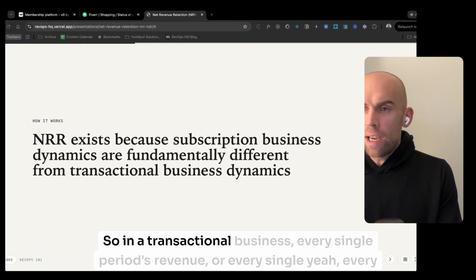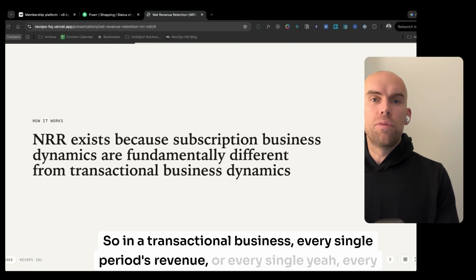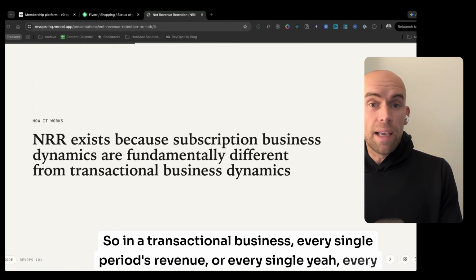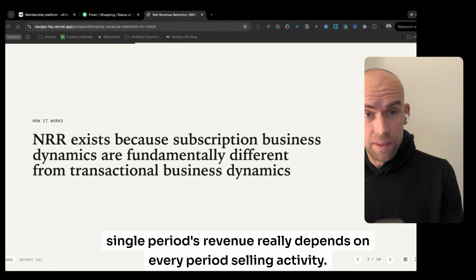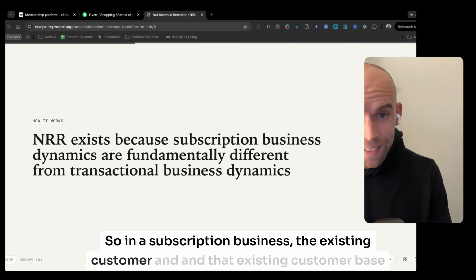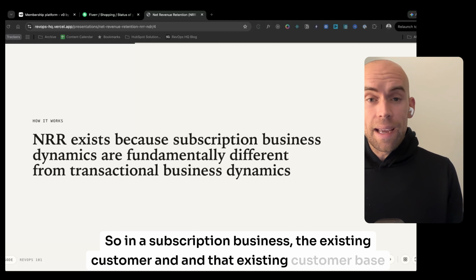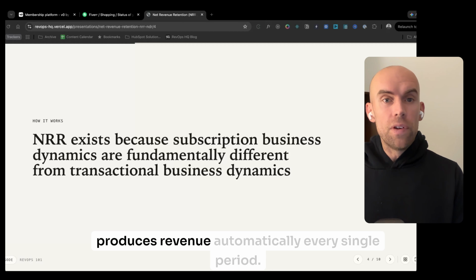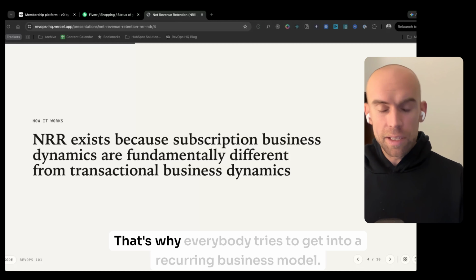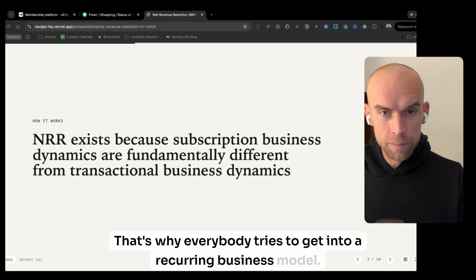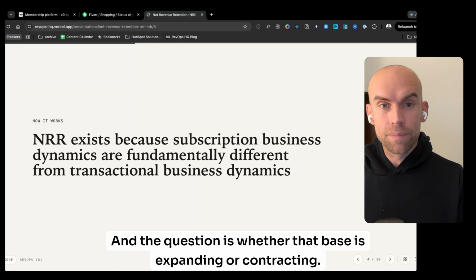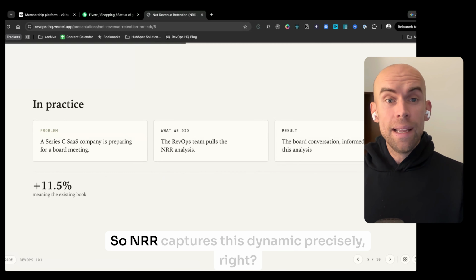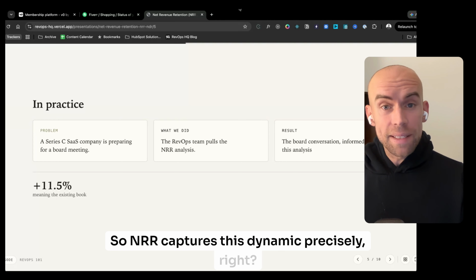So in a transactional business, every single period's revenue really depends on every period's selling activity. In a subscription business, the existing customer base produces revenue automatically every single period. That's why everybody tries to get into a recurring business model. And the question is whether that base is expanding or contracting. So NRR captures this dynamic precisely, right?